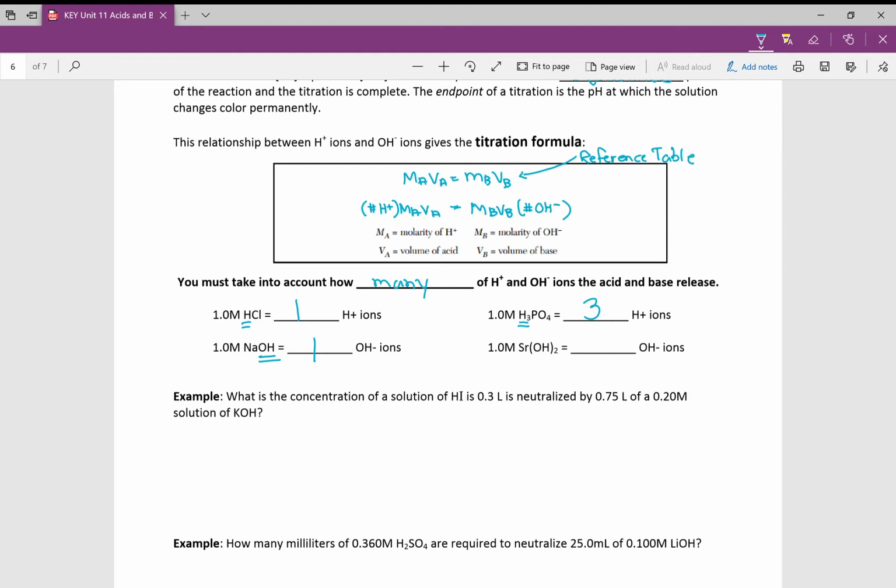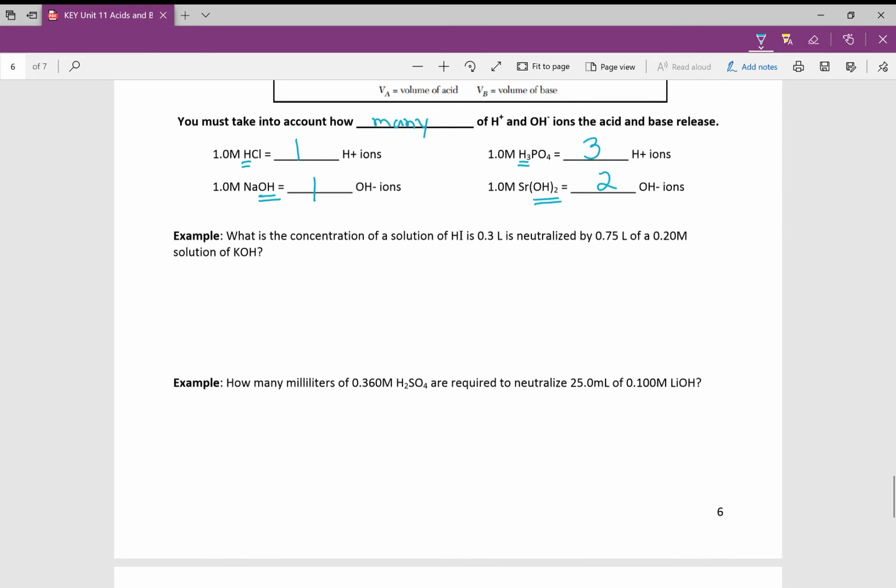Strontium hydroxide, though, is a strong base, and this would release 2 hydroxide ions based on its formula. Okay, so just be checking the formula. I'll show you one example coming up. All right, so let me just show you 2 of these calculations, and then you're going to go ahead and practice it and then do a little review for me. So what is the concentration of a solution of HI?